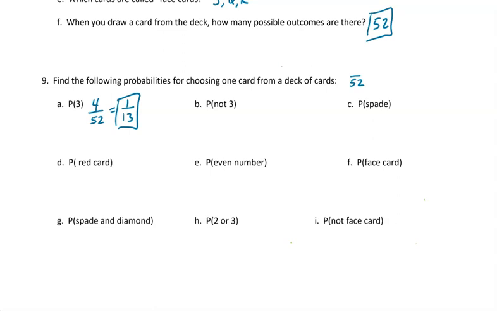All right, the probability of not a 3. Well, if 4 of those cards were 3, then that means the other 48 are not 3. You could also add up all the aces, all the 2s, all the 4s, and so on. But if we know 4 of them are 3, then the other 48 are not 3. That is going to be 12 out of 13.